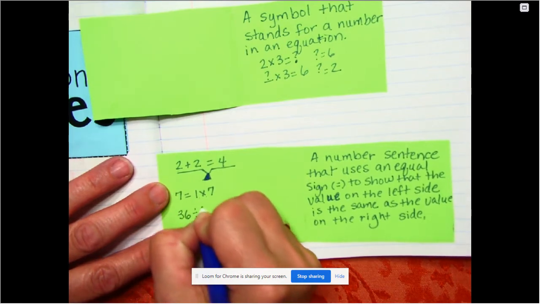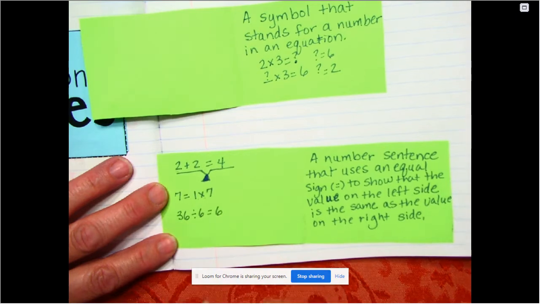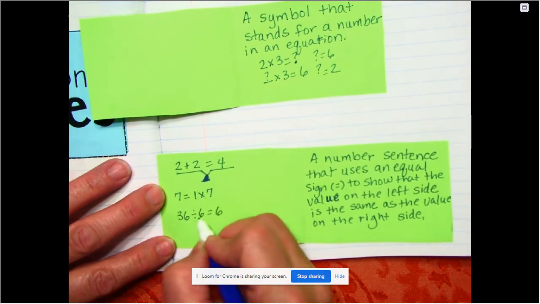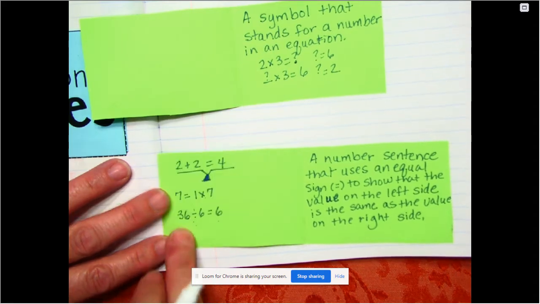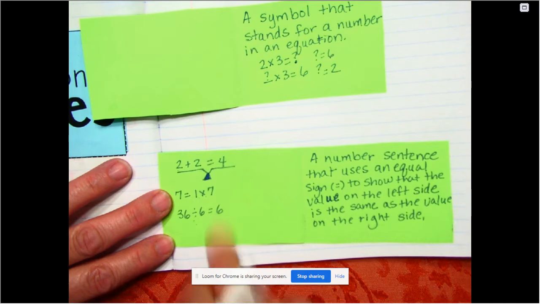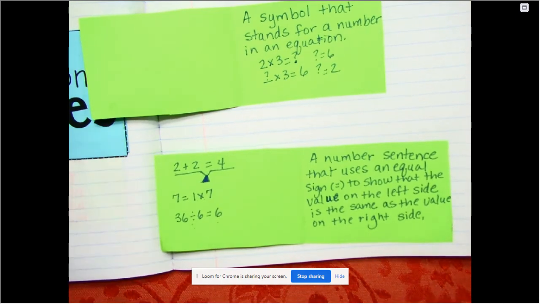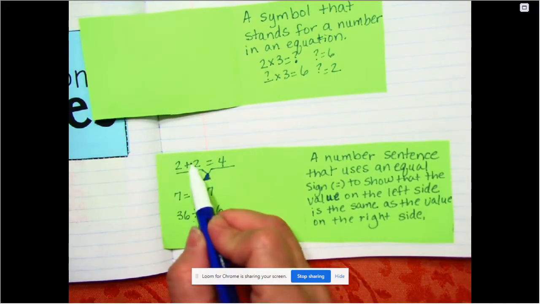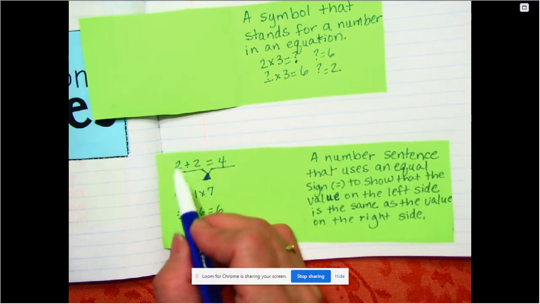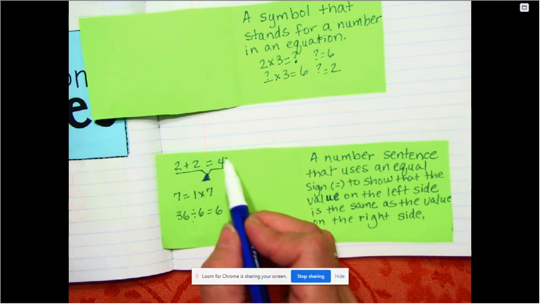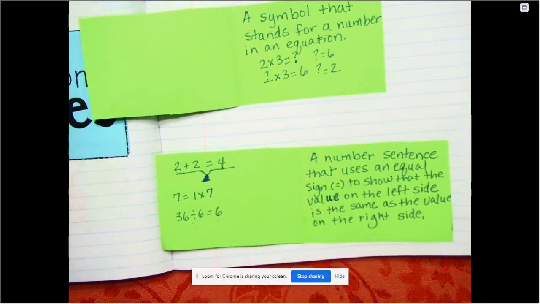36 divided by 6 equals 6. Because this broken up makes 6, and 6 is equal to 6. So those are equal. The answer on this side is going to be the same as the answer on that side. They don't look the same though, do they? This right here does not look like a 4. That's a 2 plus 2. But how much it equals is the same as how much this equals on that side.